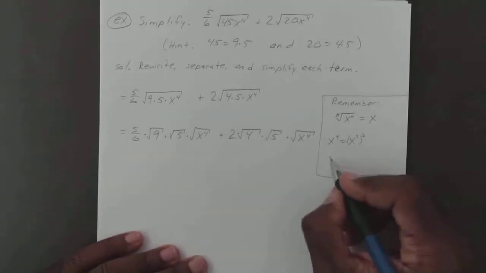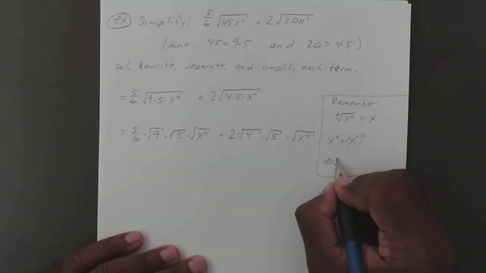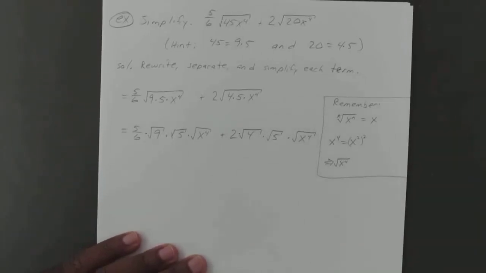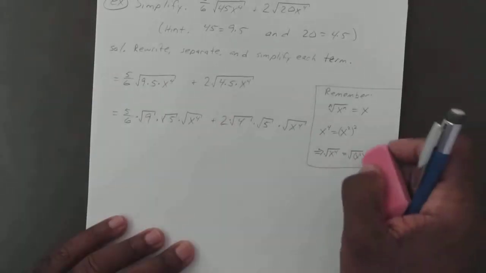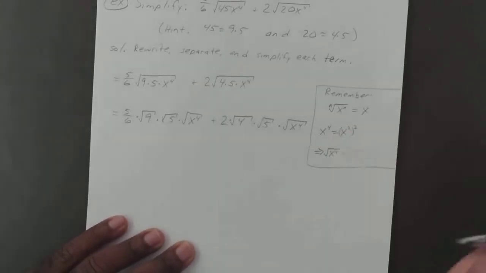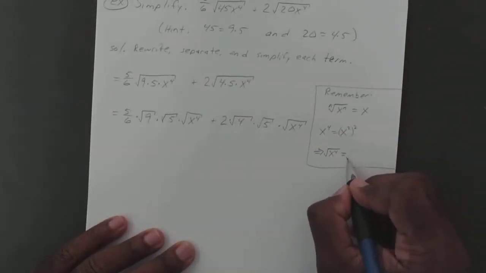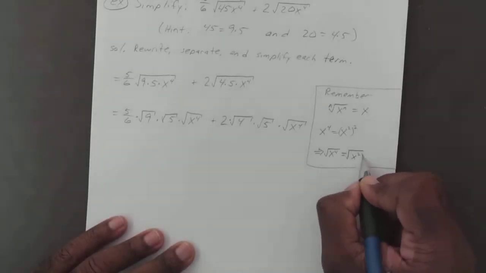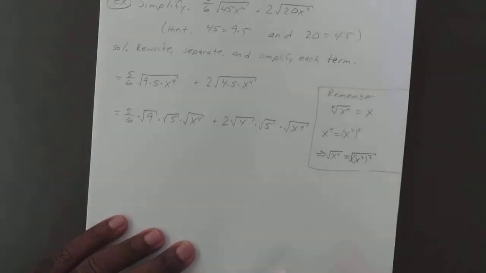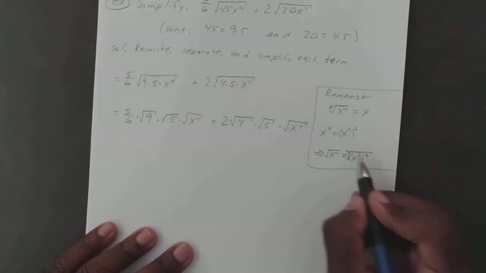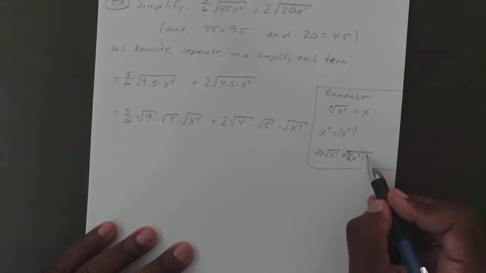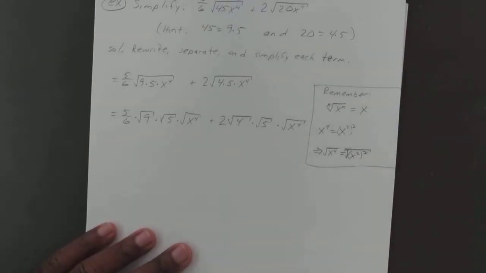Okay, so that means if we have the square root of x to the 4th, we actually have the square root of x squared squared. Okay, so remember, when there's nothing there, you automatically assume it's a 2. So those two would cancel out. So you're left with just x squared.